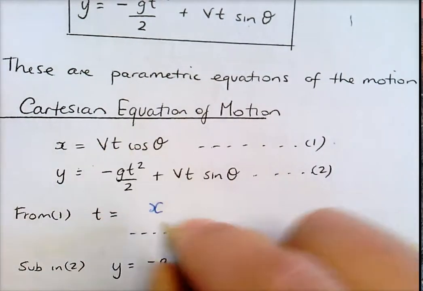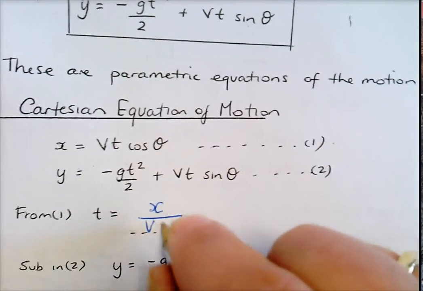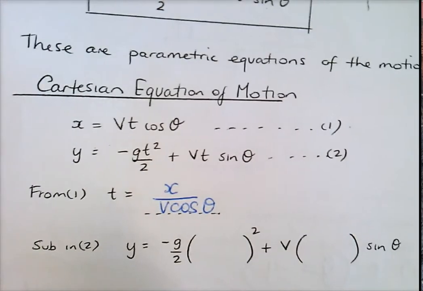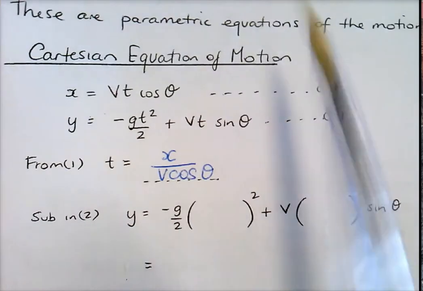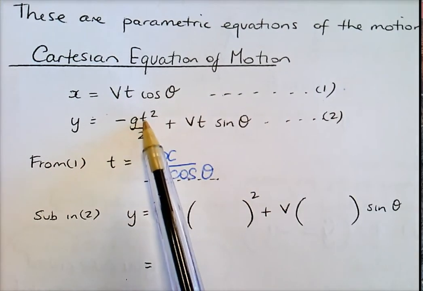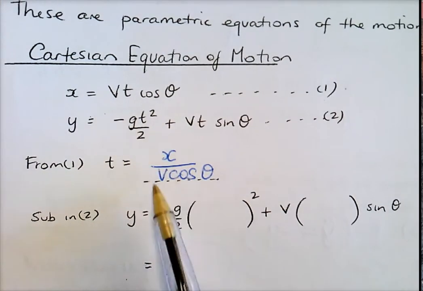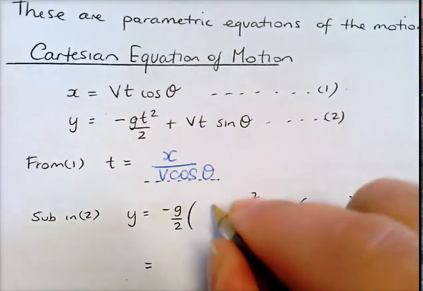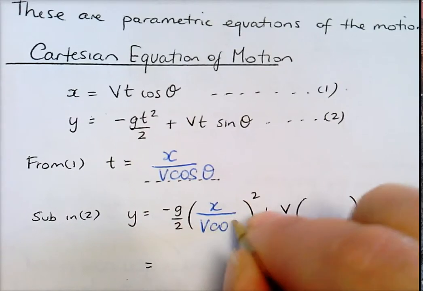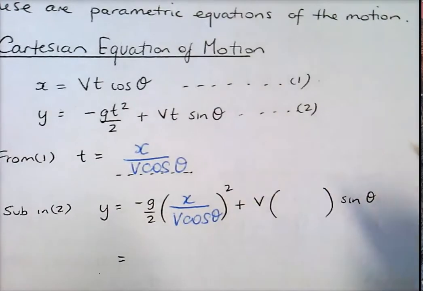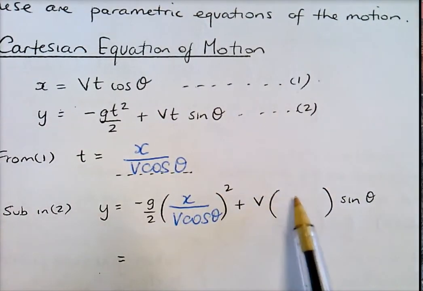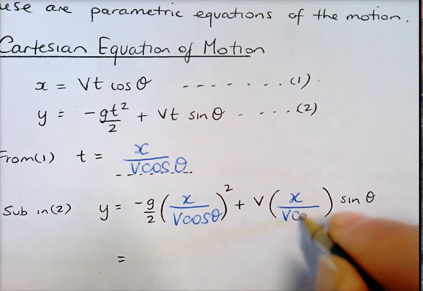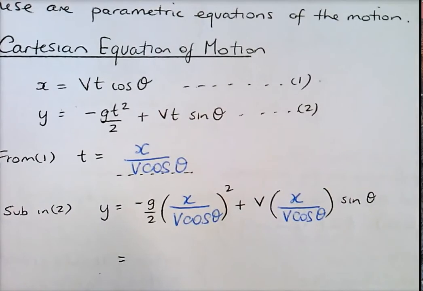So we get t is x divided by v cos theta. You then substitute that into equation 2. When I see the t, I have to replace it with x over v cos theta. So negative g over 2, x over v cos theta squared, plus v, bring the t in, x over v cos theta again, times sine theta.